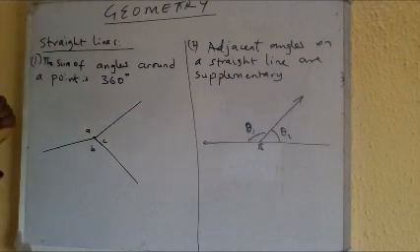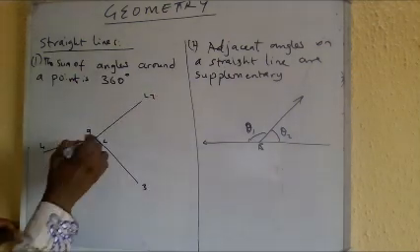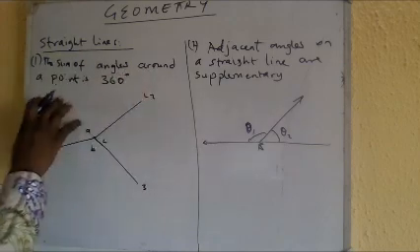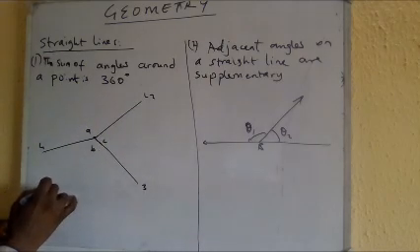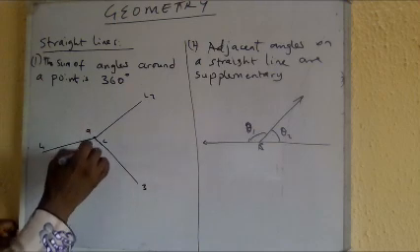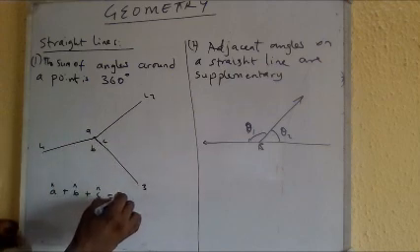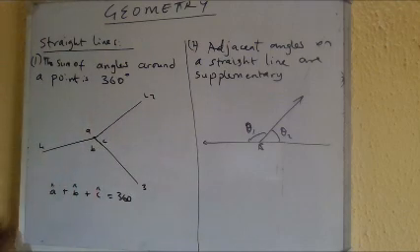Straight lines. So if you have line 1, line 2, and line 3 meeting at a point, this first rule says that the sum of angles at a point is 360. It means that angle A, which is here, plus angle B, which is here, plus angle C, which is here, will give me 360. This is the basic law, or theorem, for straight lines.